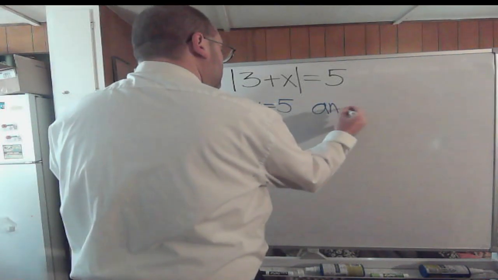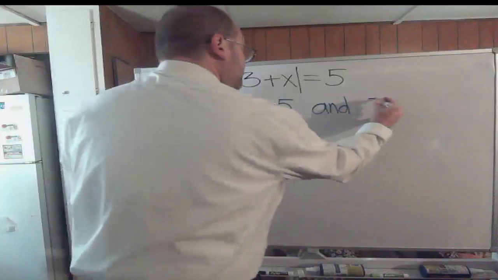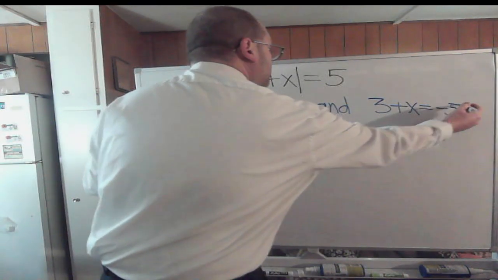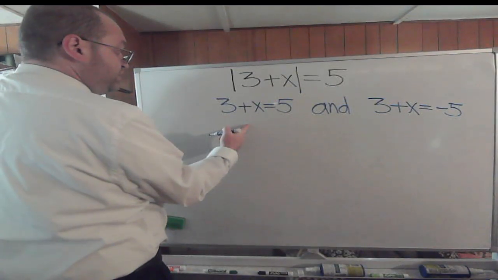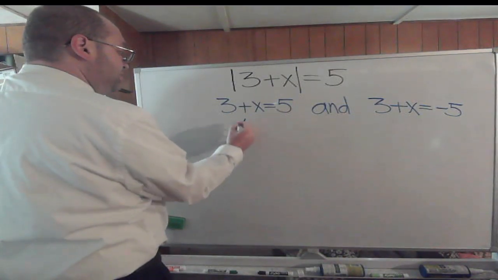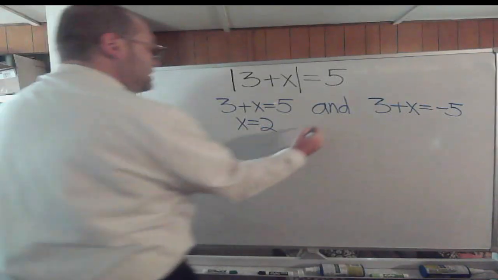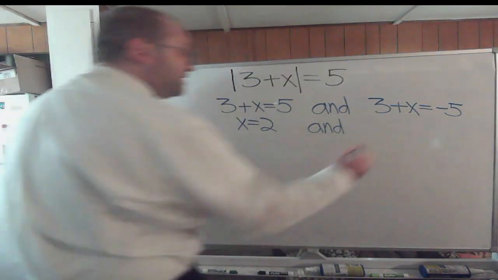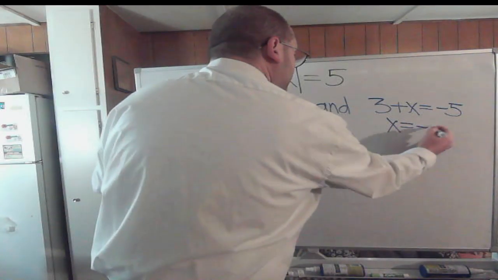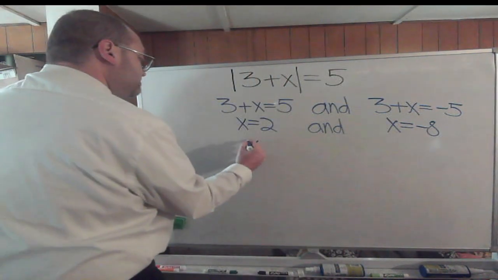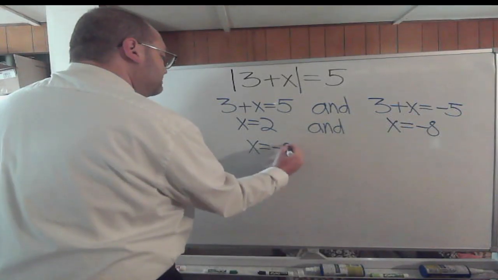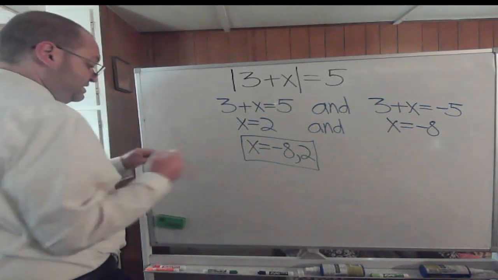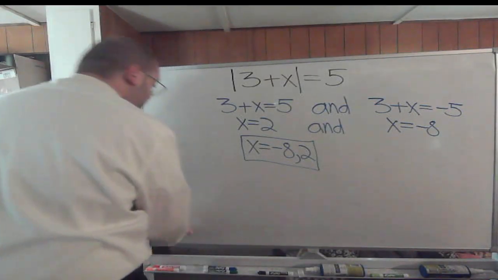And what you'll do next is you'll set your 3 plus x equal to negative 5. And then now just solve each equation. 3 plus x equals 5. That means x equals 2. And then you'll have 3 plus x equals negative 5. That would have to mean x equals negative 8. So your two solutions to this equation are x equals -8 and then 2.